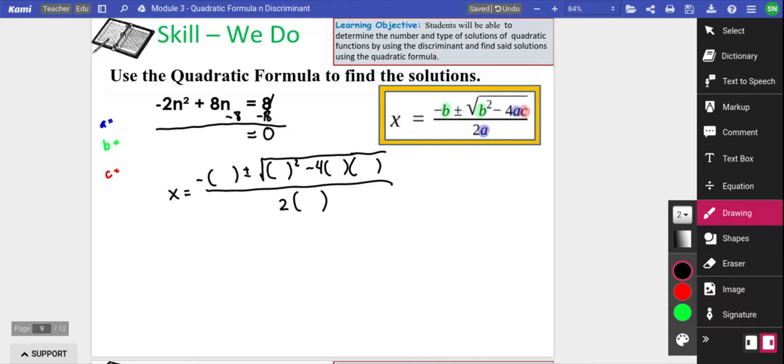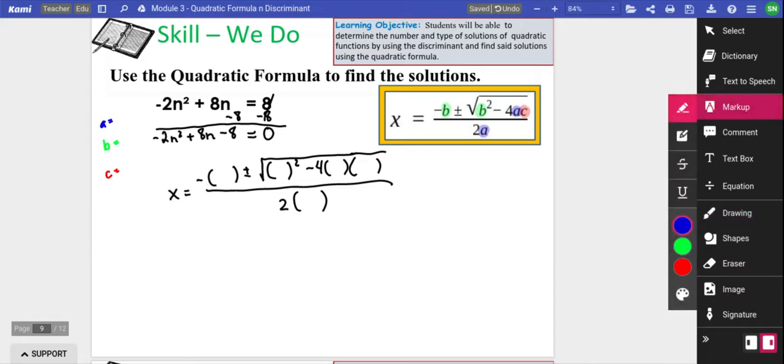Let's combine like terms if possible on the left. We are unable to combine like terms in this case, so just bring everything down. Negative 2n squared plus 8n minus 8. So in this case, I was not able to combine anything, but this is not always the case. Now, let me highlight everything.